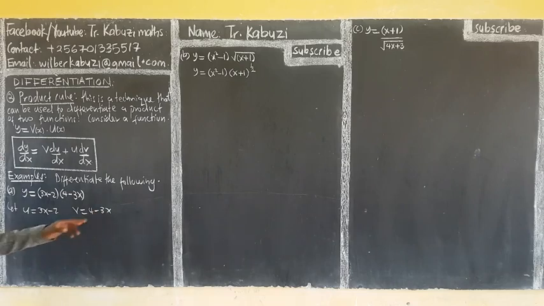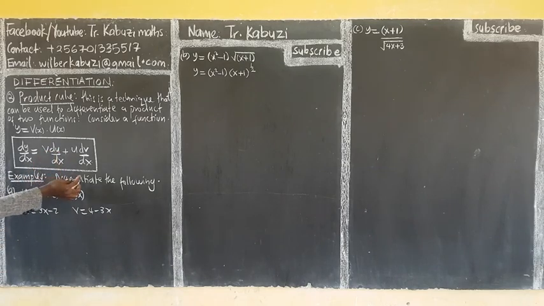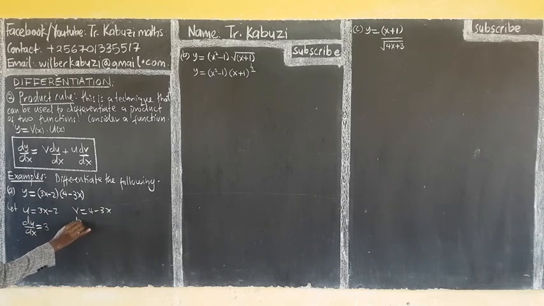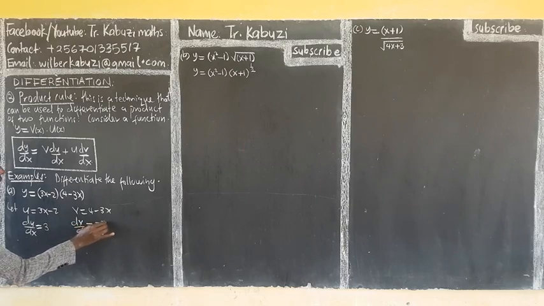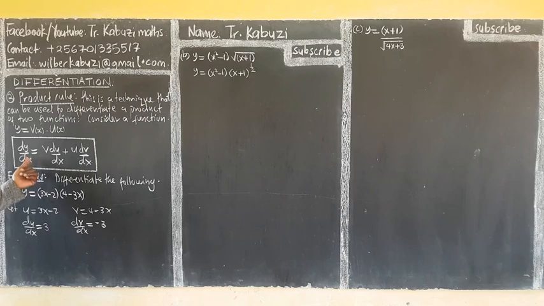You see v is a function of x and u is a function of x. Now, we need du/dx and we also need dv/dx. We have u and v already, as you see there. So my du/dx here, when you differentiate this, you get 3. When you differentiate this with respect to x, the dv/dx, we get negative 3. After that, you come and substitute in our formula.